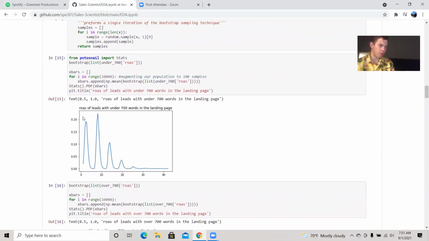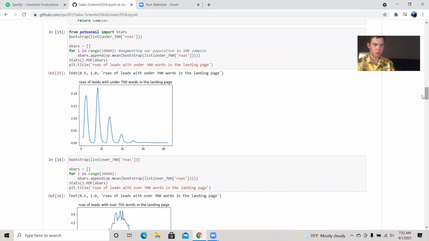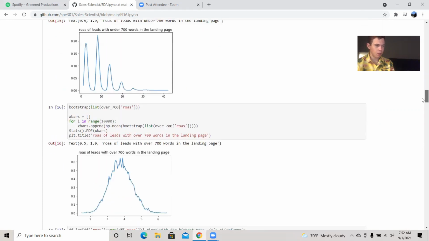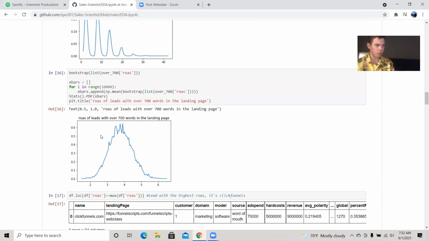So we've got a distribution function here, and the distribution is kind of wonky. It's kind of just up and down, all over the place for the under 700 words. It's probably the outlier messing with it. However, the group with over 700 words, this distribution is much more normal. It's pretty much a normal distribution here.